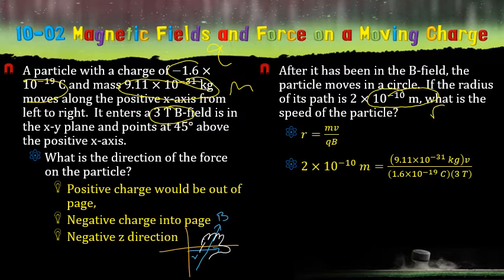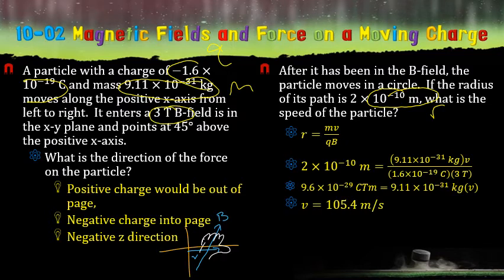Notice I made the charge positive. It's kind of an absolute value thing. It's not a vector, so positive or negative doesn't matter here. So I'm going to multiply by the 1.6 times 10 to the negative 19 and the 3, and then divide by the 9.11 times 10 to the negative 31 kilograms, to solve for v, and v is approximately 105.4 meters per second. If we use significant figures, of course, it'd be 100 meters per second.